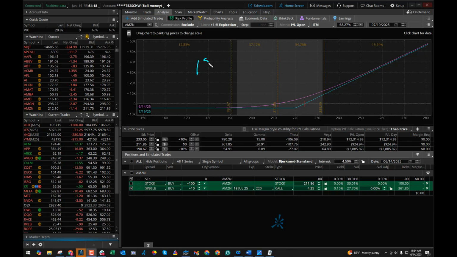For every 1% in volatility of Amazon, if we get plus 1% higher volatility, that pays us $242 profit. You know, people are like, well, how can you profit from volatility? There you go. That's it, right?